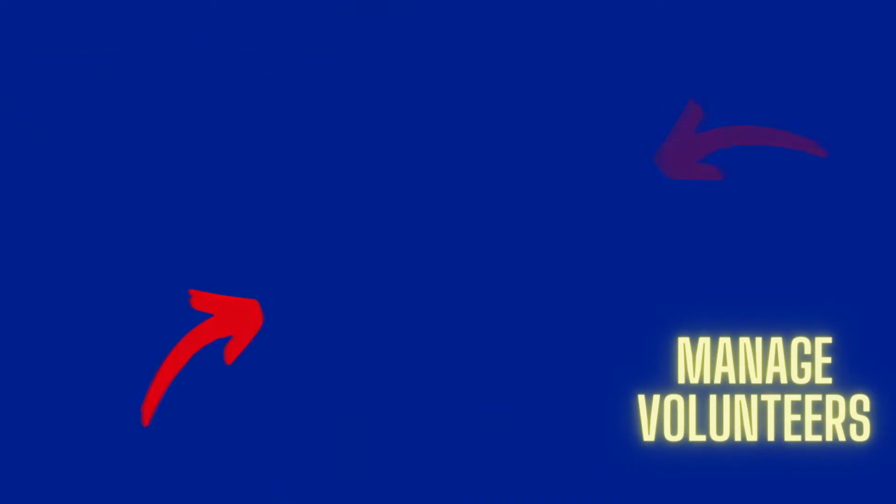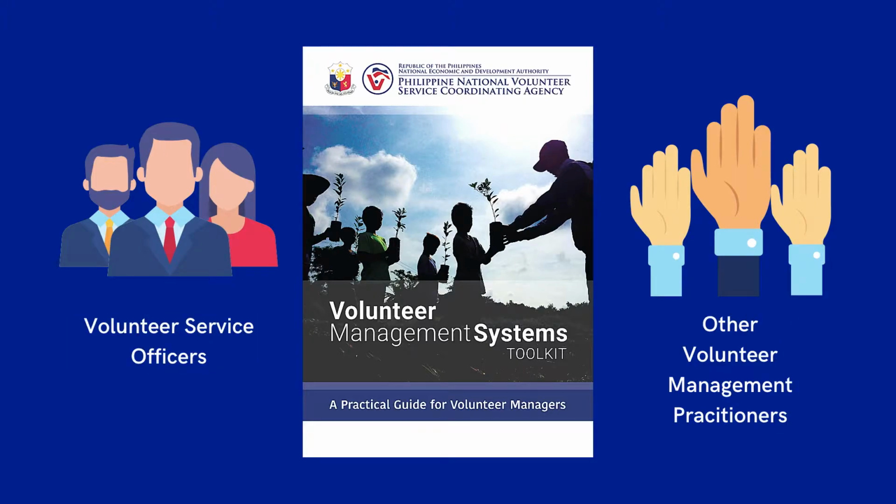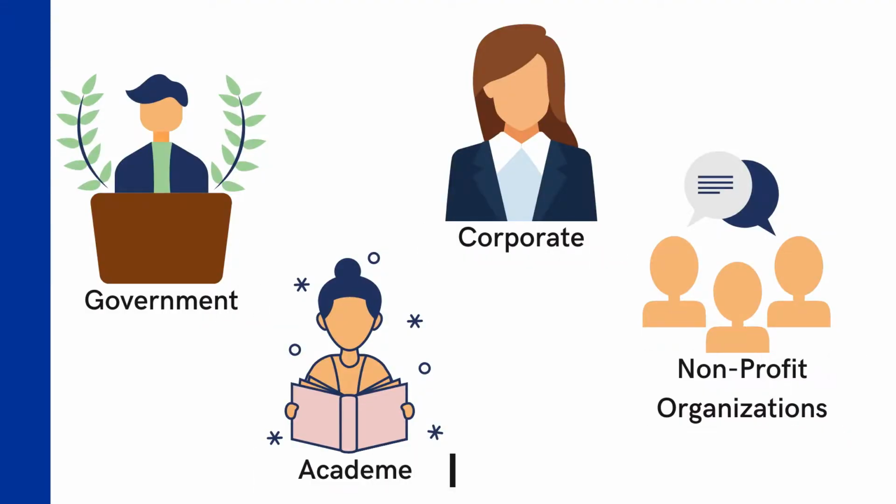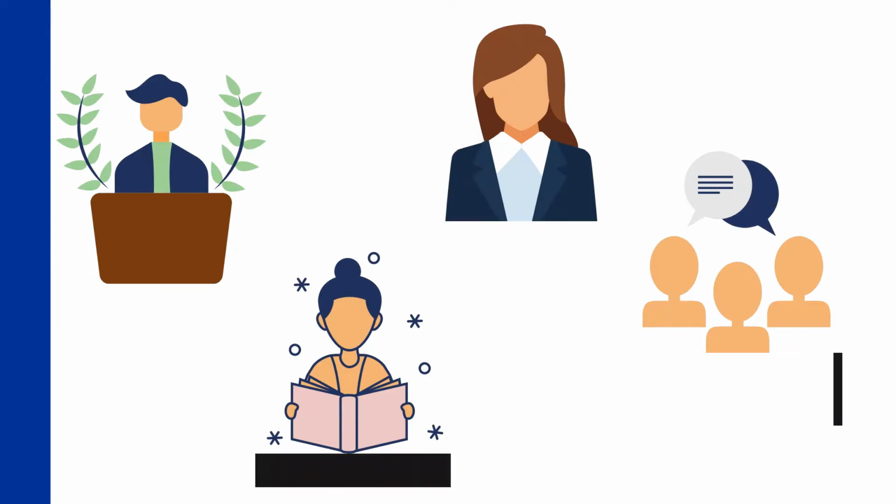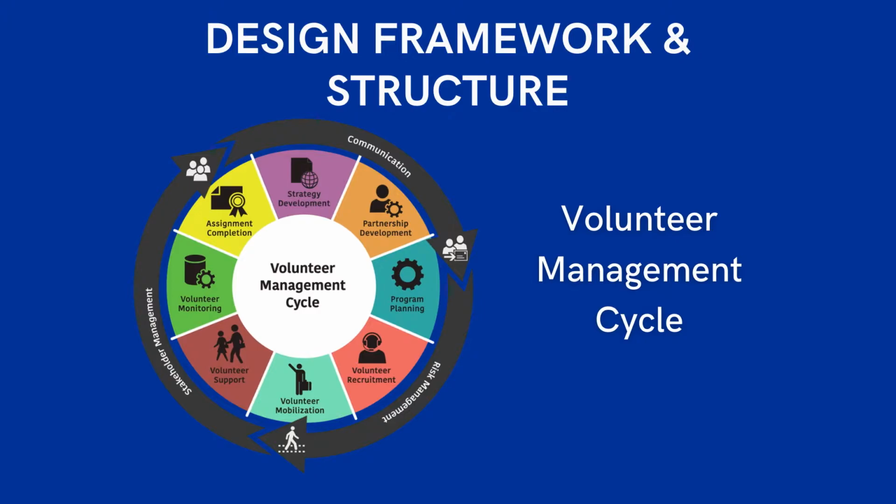The toolkit is also for the use of PNVSCA volunteer service officers and other volunteer management practitioners, like the government, academe, corporate, and non-profit organizations. It uses the volunteer management cycle as the main framework and delves into the processes and tools in volunteer management. Every individual component is related, but independent of each other. Users can choose and pick the component that is applicable for their volunteer program.